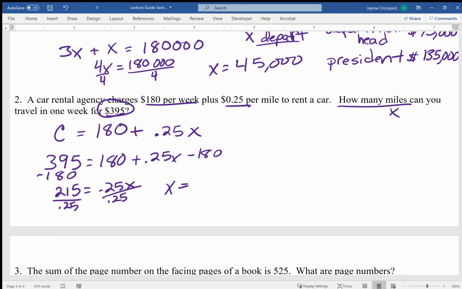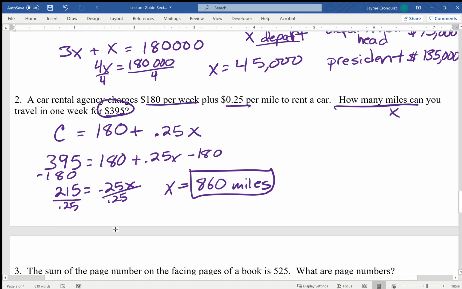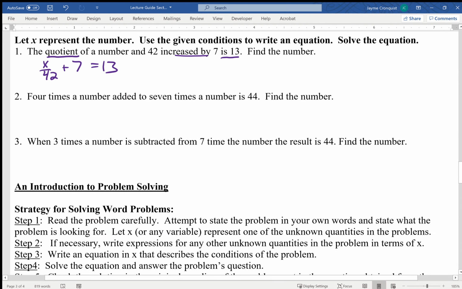Divided by 0.25, sorry. 860 miles. And that was the question. How many miles can they travel in 1 week? The answer, 860 miles. Okay, this other one we forgot to box our answer.